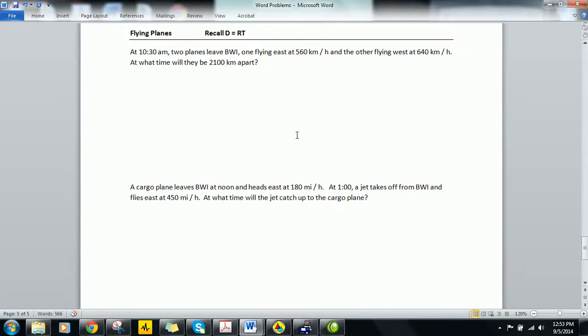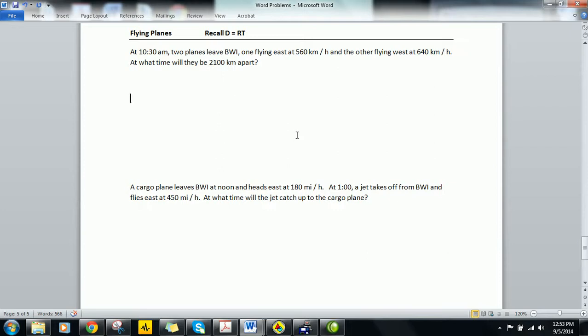Here are the two problems we looked at in class today. Most of you got to at least close to a solution for both, and if you want to know how I would solve them, here you go. So let's look at the first one. 10:30 a.m. Two planes are leaving, traveling in opposite directions, one a little faster than the other. The question is, when will they be 2,100 kilometers apart?